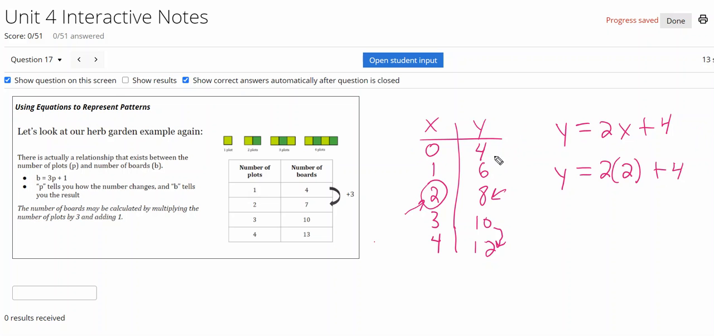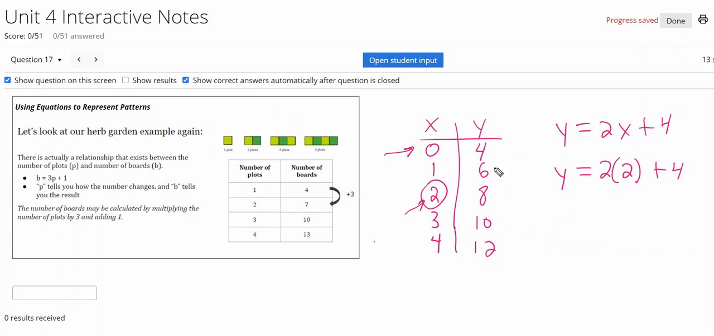The plus 4 is like where we started. We had 4 at the very beginning, right? So when x was 0, when we had nothing, we had a constant amount of 4. And then after that, we're going to multiply the number by 2 every time. That's what's happening there. Okay? The other thing you can do is just try it out, right?